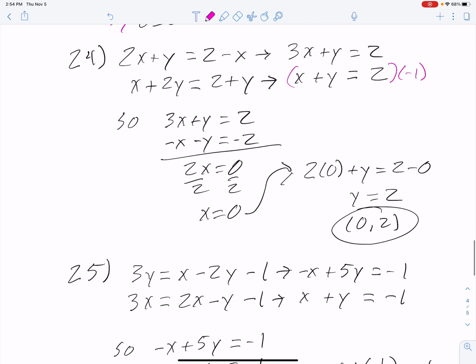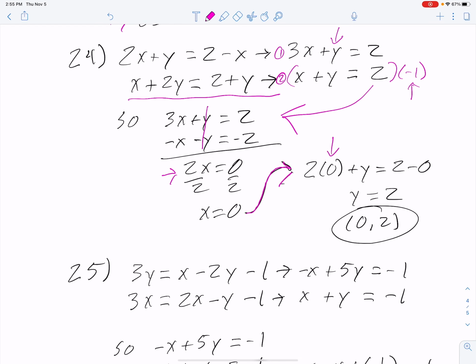24 seemed a little bit more complicated, so I rewrote them into ax plus by form. I decided to get rid of my y values, so I just multiplied my second equation by -1. Y's add up to 0. 3x minus x gets me 2. 2 minus 2 is 0. Again, 0 in the numerator is okay. I took my first equation from up here, substituted in my x value, got that y equals 2, and again, don't forget your answer is ordered pairs.